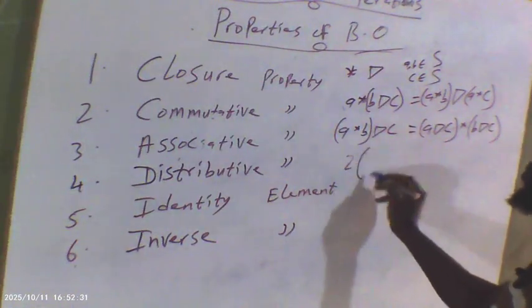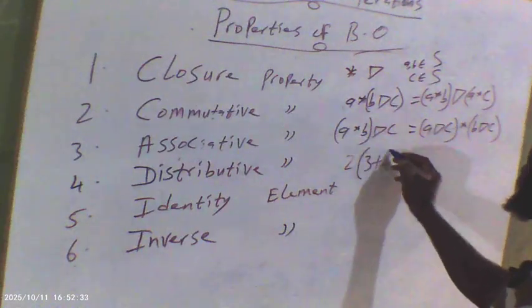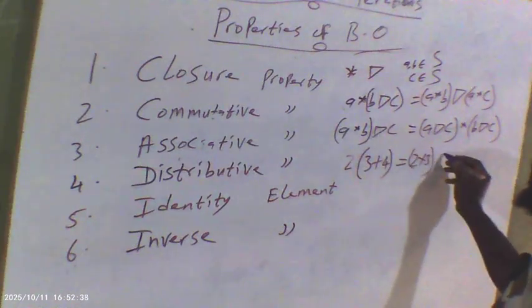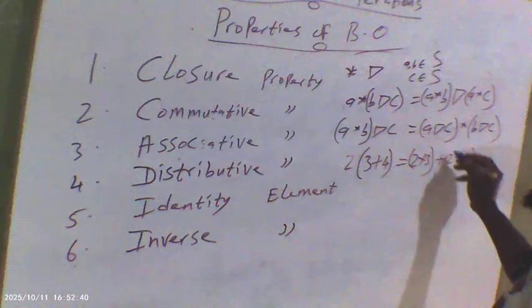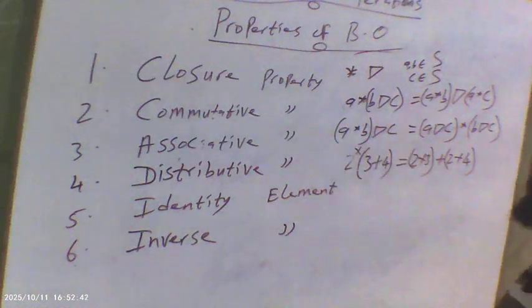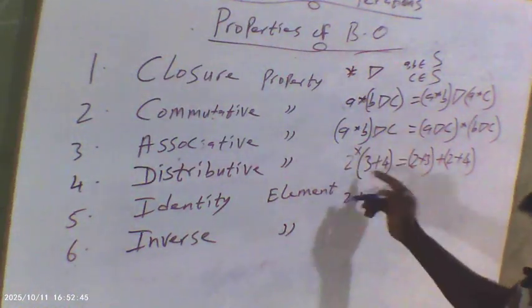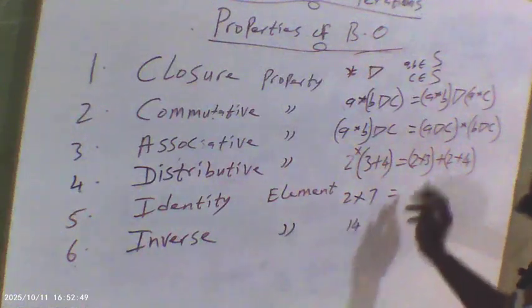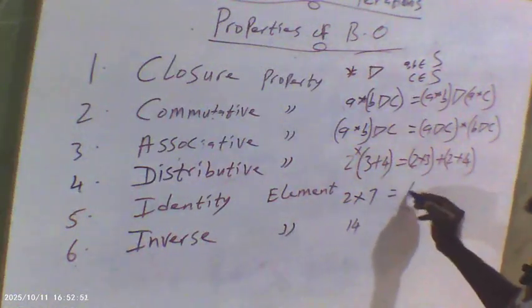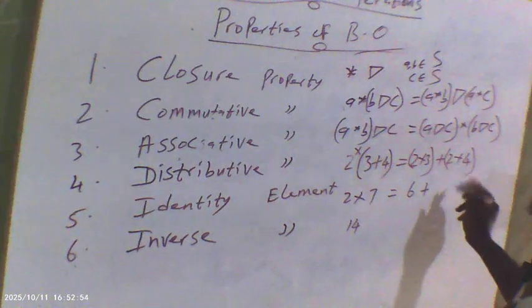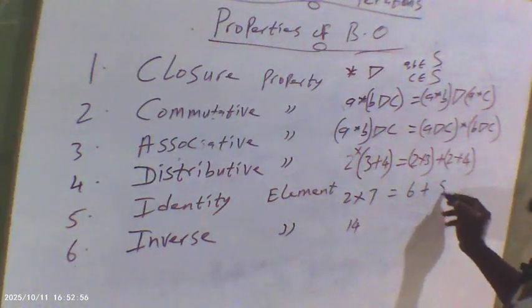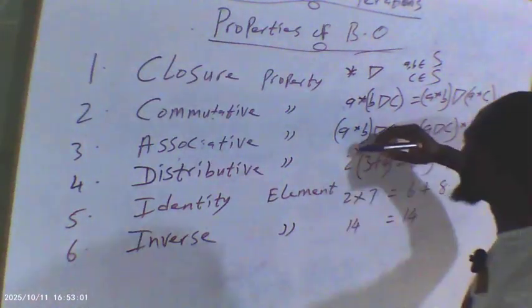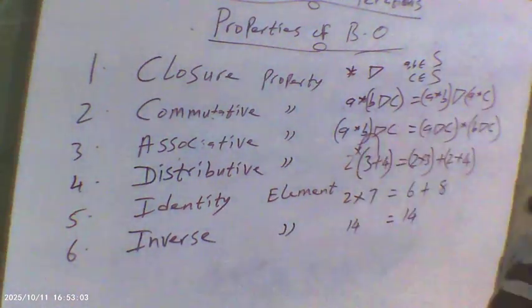Take the first one. 2 times (3 plus 4) is the same thing as 2 times 3 plus 2 times 4. 2 times (3 plus 4) is 2 times 7, which is 14. And then 2 times 3 is 6, 2 times 4 is 8, and 6 plus 8 is 14. So multiplication is distributive over addition.